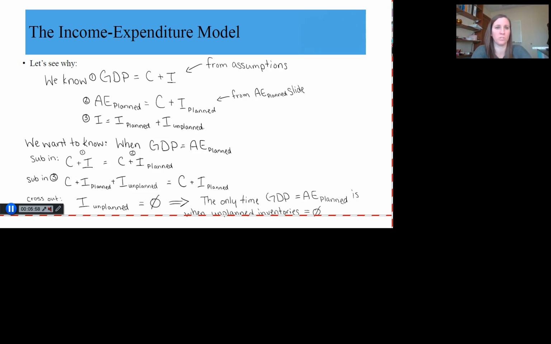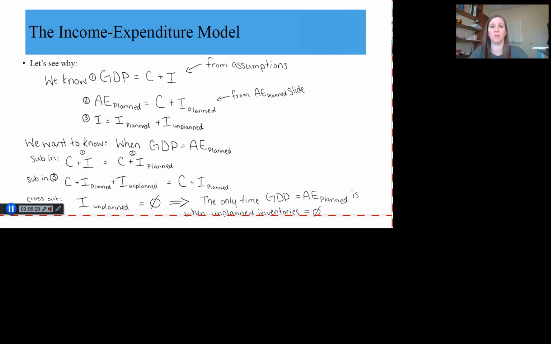Well, let's see. So we have three equations, and I've bubbled them 1, 2, and 3. Number 1 is our GDP, 2 is AE planned, and 3 is going to be our investment. So in any proof, we want to know where we want to end up. We want to end up with why does GDP equal planned aggregate expenditures? And what we're going to find is we're going to sub in for our GDP equals C plus I, and we're going to sub in for AE planned is C plus I planned.